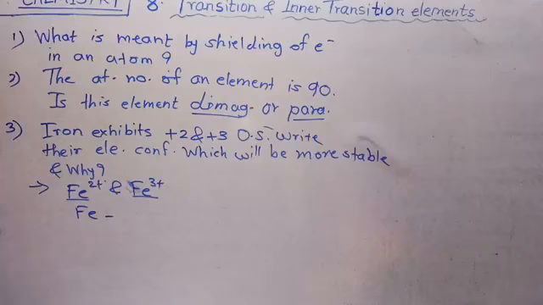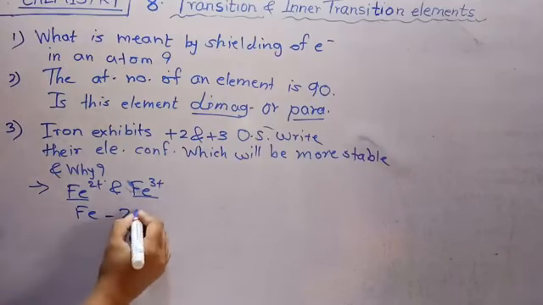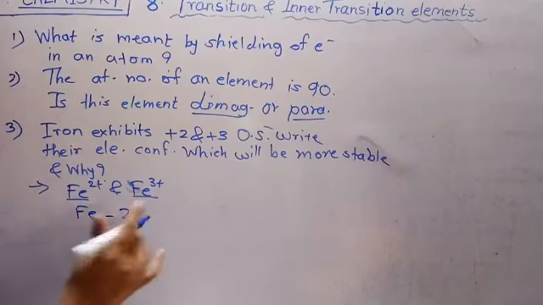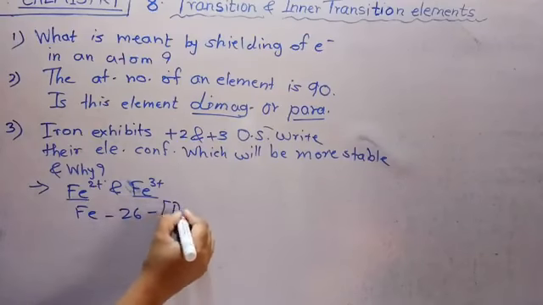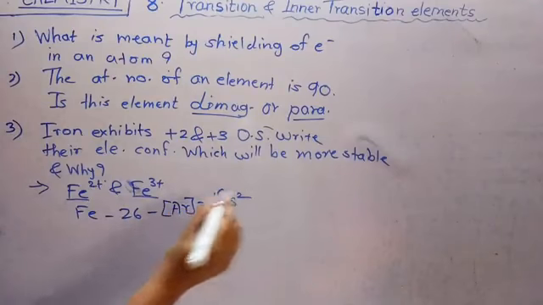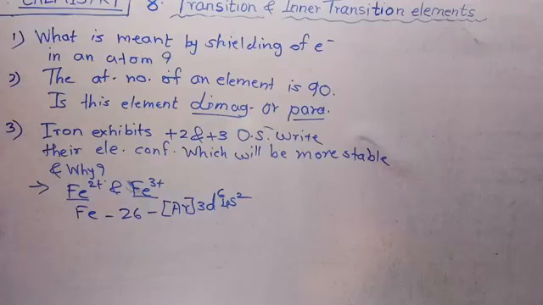You write first the iron atom. Its atomic number is 26. You must remember that, because in the question the atomic number is not given. So first you need to know the atomic number of iron, which is 26. Then first write the electronic configuration of iron: argon 3d6 4s2. Then write the electronic configuration of Fe2+ and Fe3+.